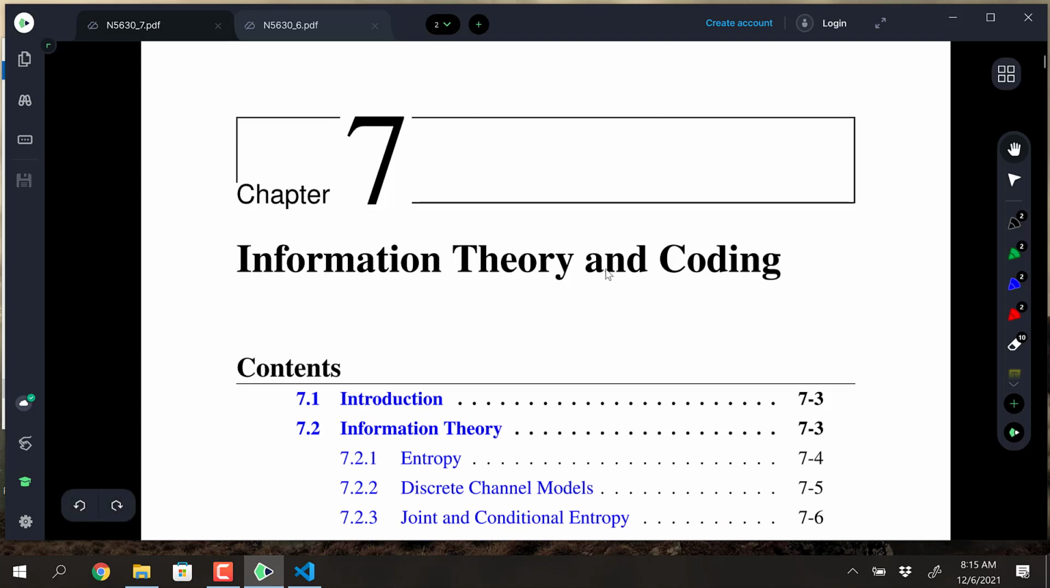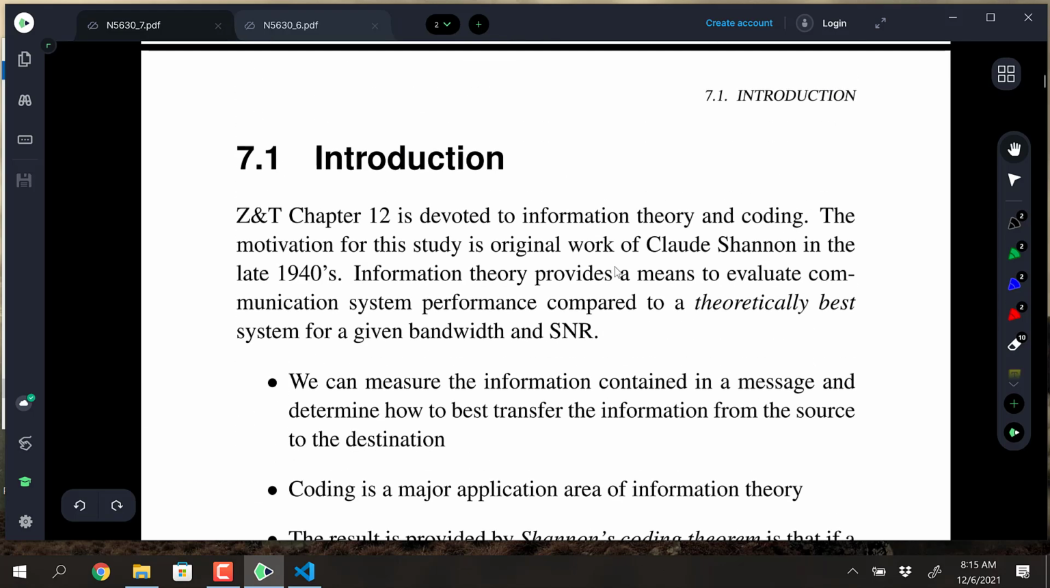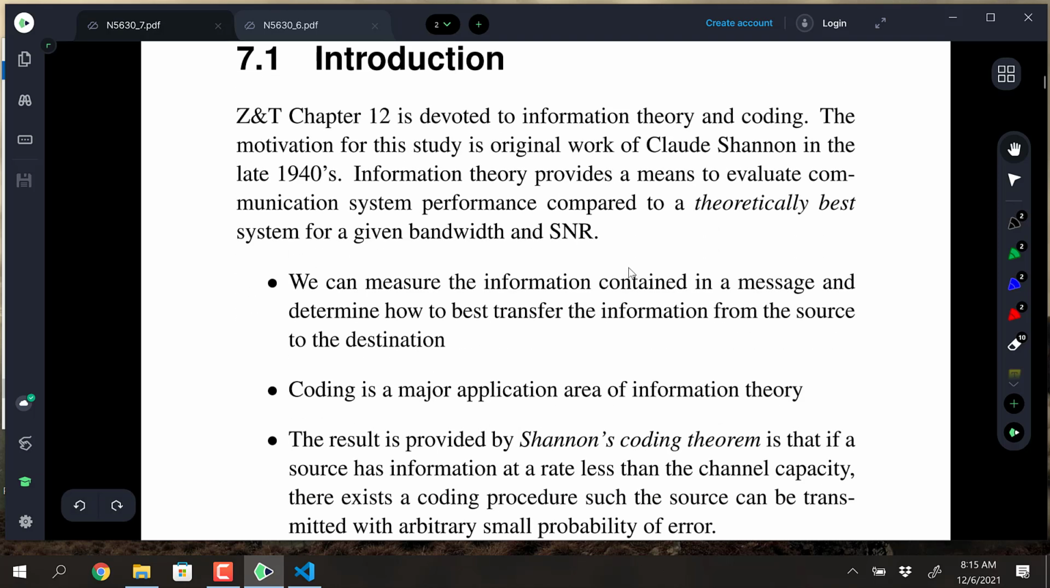Okay, so information theory and coding. The founder of information theory is Claude Shannon, who published papers in the late 1940s on information theory, and he's really well known as the father of information theory. The whole idea is to evaluate the best communication system performance based on a given bandwidth and a given signal-to-noise ratio.